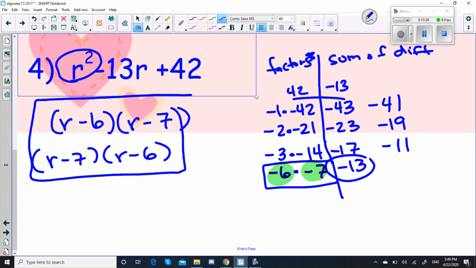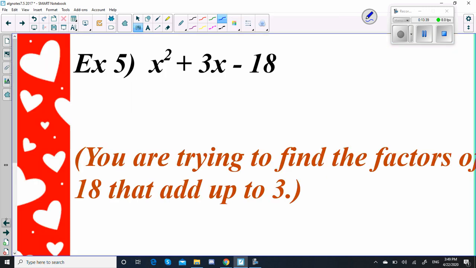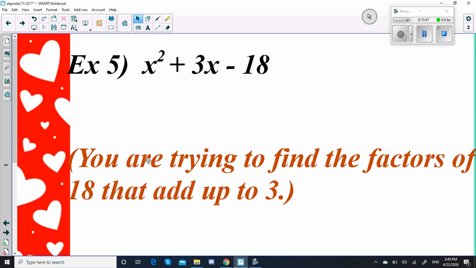And you could FOIL it to see if it was right. So it's kind of the opposite of FOIL. It's like unfoiling is what it is. All right, I want you to press pause and try number 5 by yourself. Okay, so here we go.